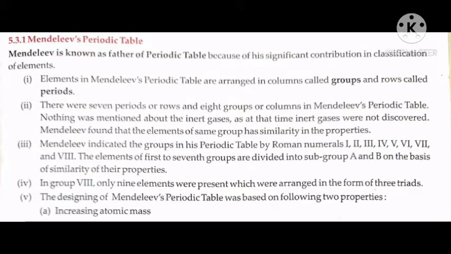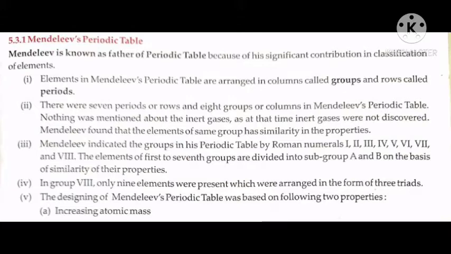Mendeleev's periodic table. Mendeleev is known as the father of the periodic table because of his significant contribution in the classification of elements. Elements in Mendeleev's periodic table are arranged in columns called groups and rows called periods. There were 7 periods or rows and 8 groups or columns in Mendeleev's periodic table. Nothing was mentioned about the inert gases, as at that time inert gases were not discovered.